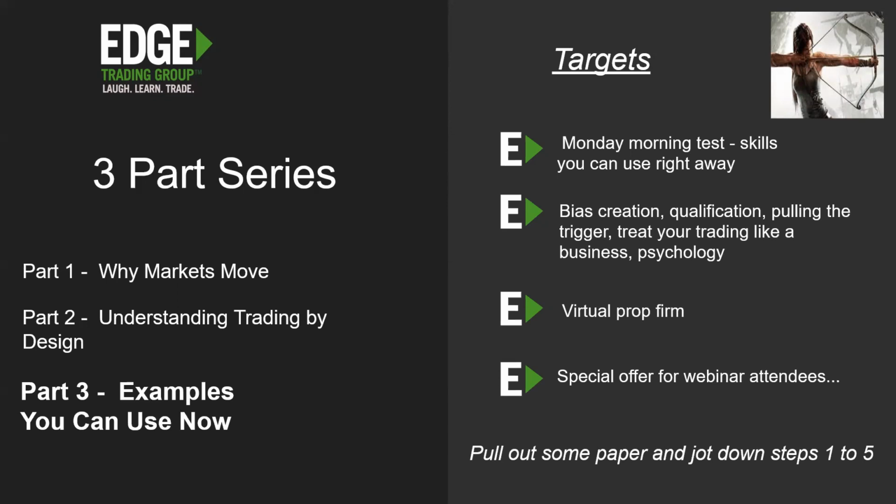I want you guys to pull out some paper. Some of you do it, some of you won't. Pull something out and write down steps 1 to 5 on the left-hand side. Leave it blank. Just write 1, 2, 3, 4, 5. Because today I want you to write along with me what your step 1 might be.